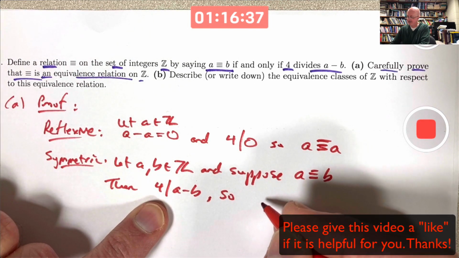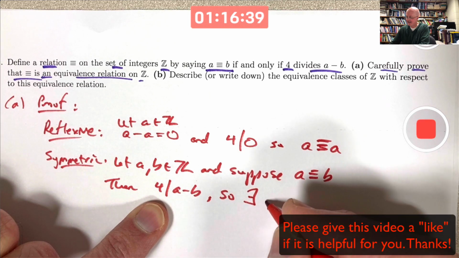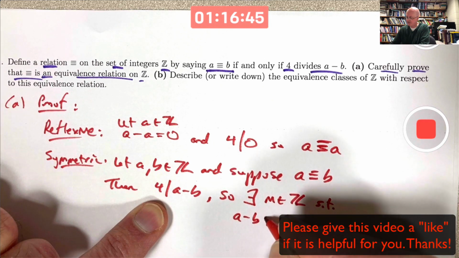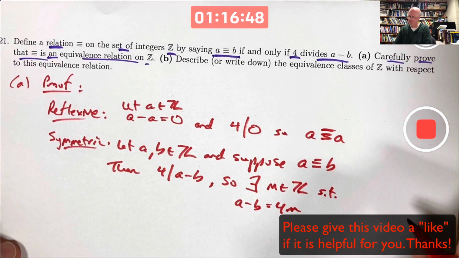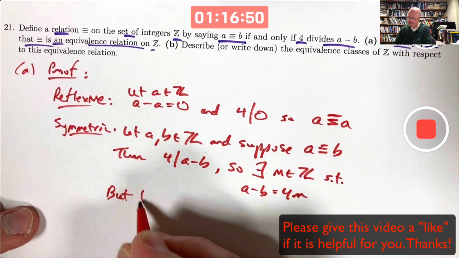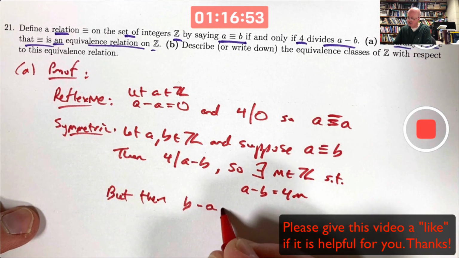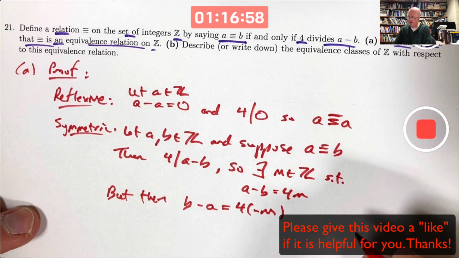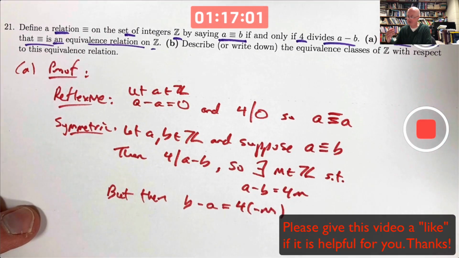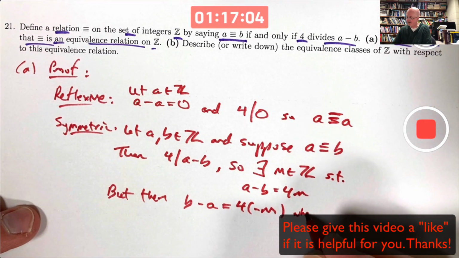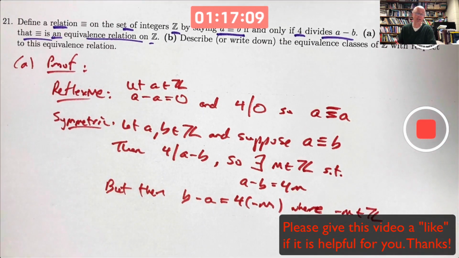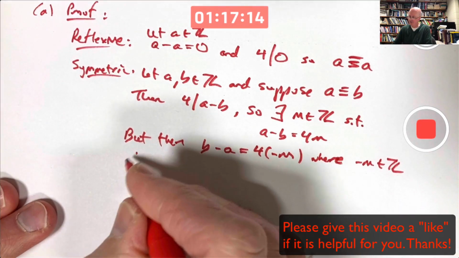Divides, we're back to number 1. There exists an integer m such that A minus B equals 4m. But then B minus A, these are integers, will equal 4 times negative m. Multiply both sides by negative 1. We know how to deal with integers, where negative m is an integer. By the way, the integers do form a group under addition. Not mod anything, ordinary addition. Therefore, B is equivalent to A.